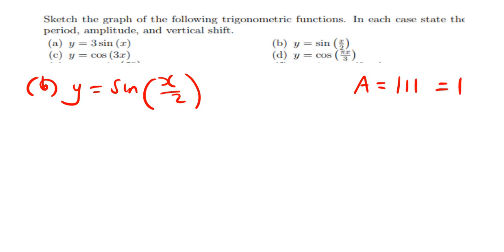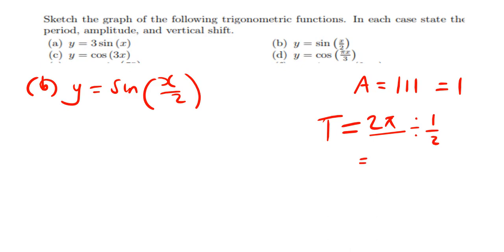Then what about the period, which is T? Period is 2 pi over the coefficient of x. Now we've got x over 2. This is just the same as 1 over 2 and x. So the coefficient of x in this case is half. So we're going to put half here, so this is dividing by half.